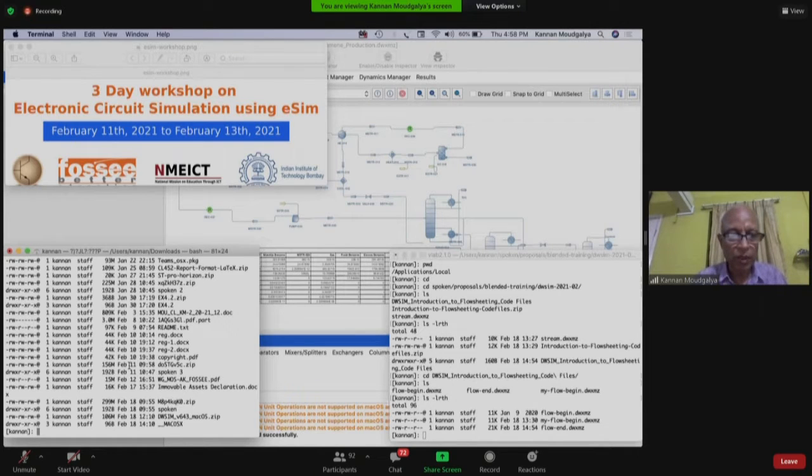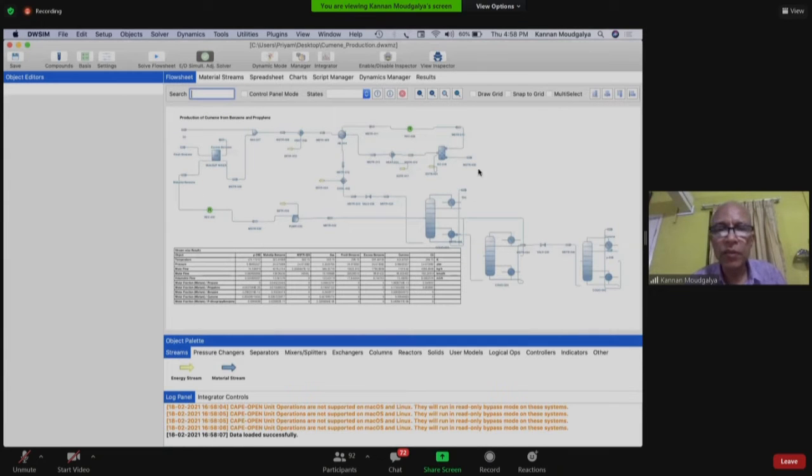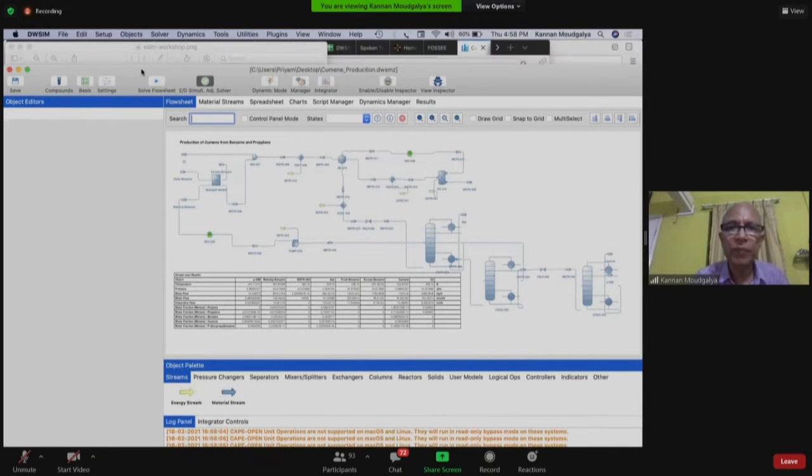All right, so I can't find it there, but let me see, what is this? Oh, it has already opened it. There it is, cumene production. Sorry, I thought it would save it into a directory. It has not, it has already opened, and then I can solve it.